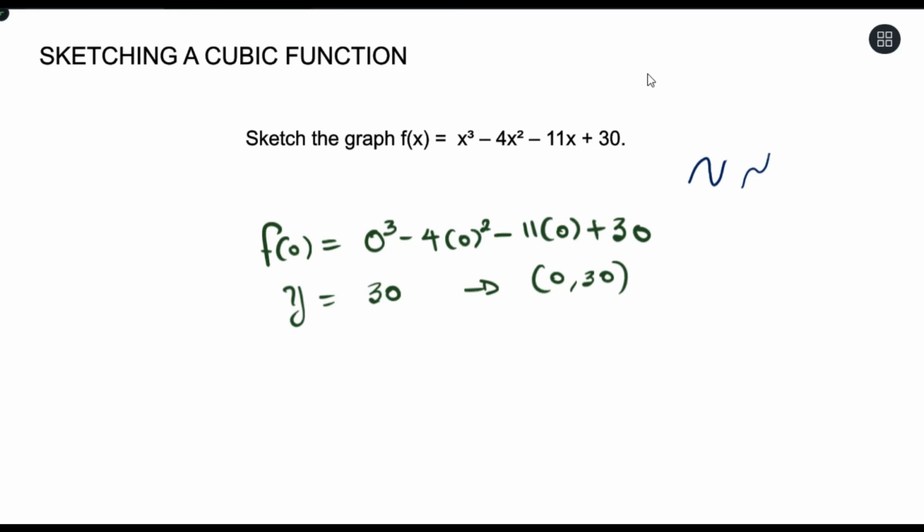Now, because this is a cubic function, the only way we can factorize this is by using the factor theorem. To understand the factor theorem a little bit better, there's a link in the description to a video I did on the factor theorem and how to factorize cubic polynomials. Okay, so let's get into factorizing.